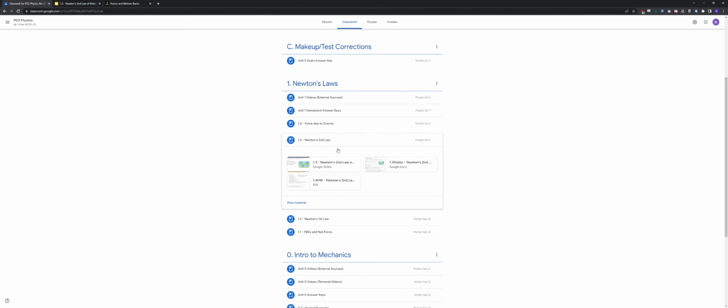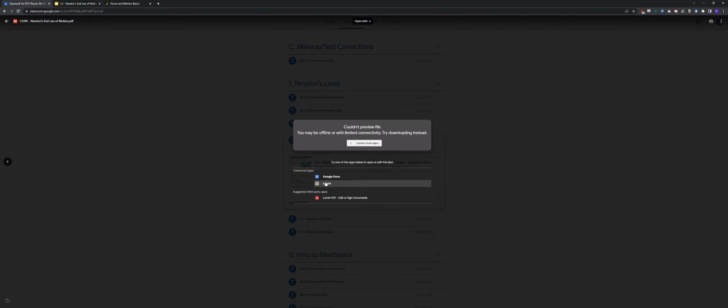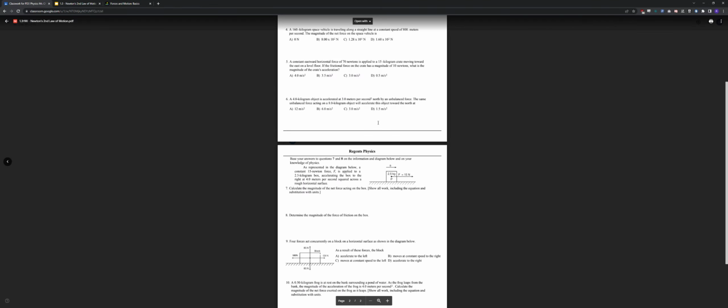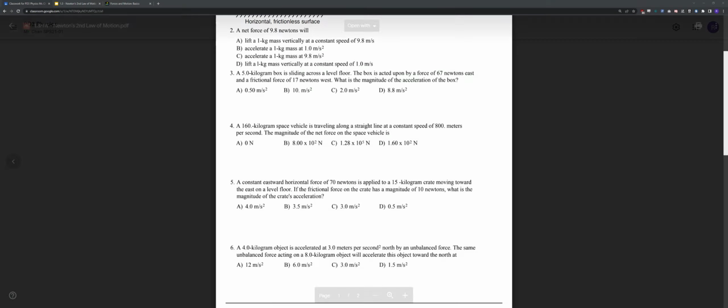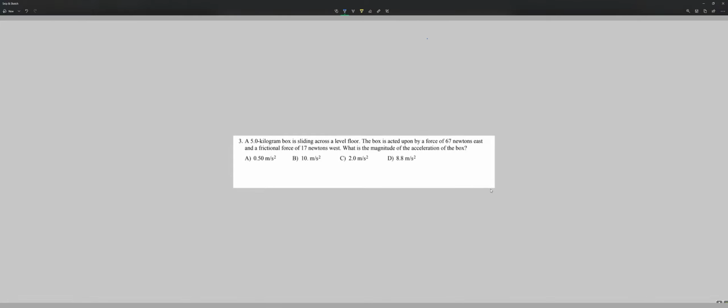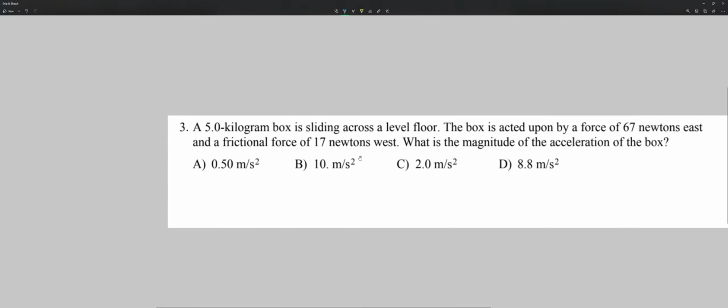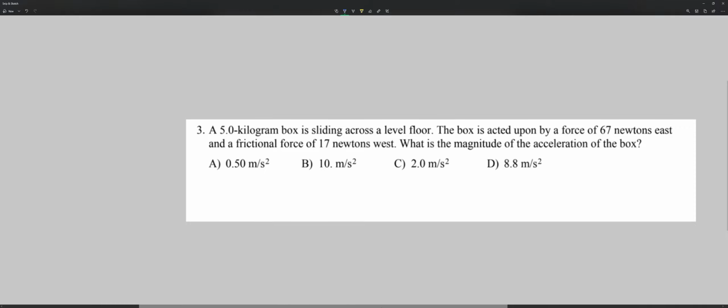There's actually another question I want to go over on your homework though. Let's go over it real quick. I want to go over question 3. Let's make this a little bit larger. So you have a 5 kilogram mass, 5 kilograms.